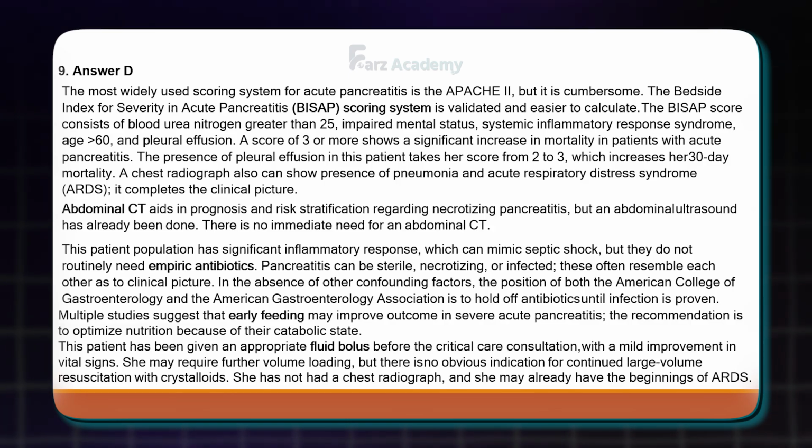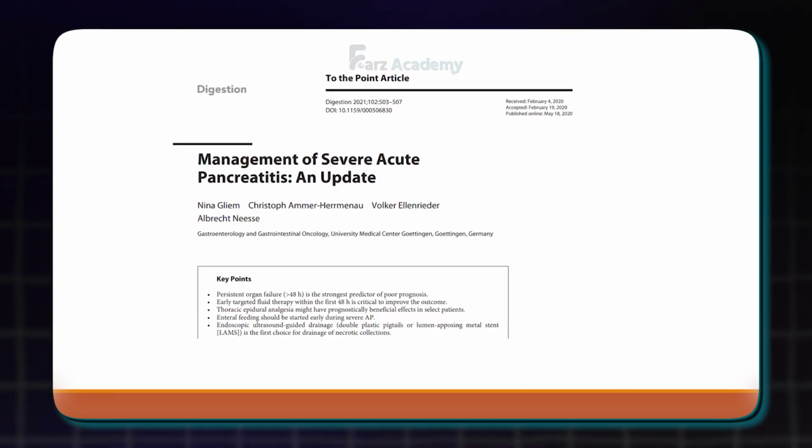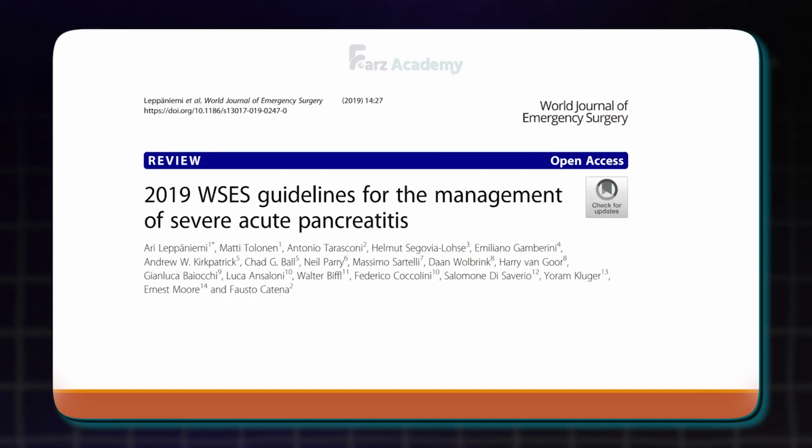Moving forward, this is Management of Severe Acute Pancreatitis: An Update, which is given in Digestion. Very nice article. You can find this on the net. It's very nicely given. Pancreatitis is one of the favorite topics, like Clostridium difficile infection. You should be thorough with that. Then the World Journal of Emergency Surgery has given these guidelines for management of severe acute pancreatitis. You can read these very nice guidelines. You'll get all these articles online.